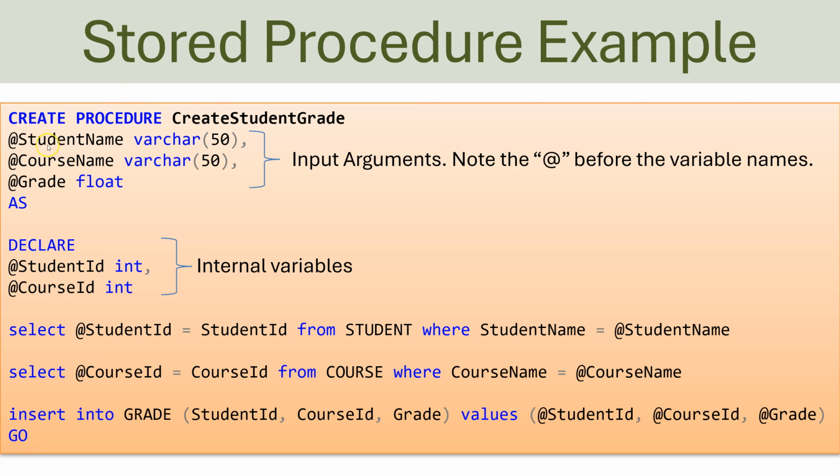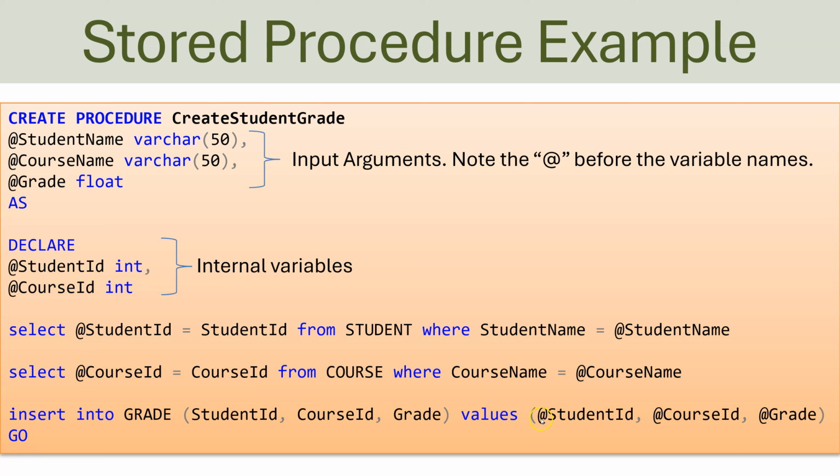But now the input to the stored procedure is student name and course name. We first need to select the student ID from the database. So then select @studentID equals to studentID from student where student name equals to @studentName, like this. And the same for the course ID. Select @courseID equals to courseID from course where course name equals to @courseName. Then the student ID for that specific student is put into the variable @studentID, and the course ID for that specific course name is put into the variable called @courseID.